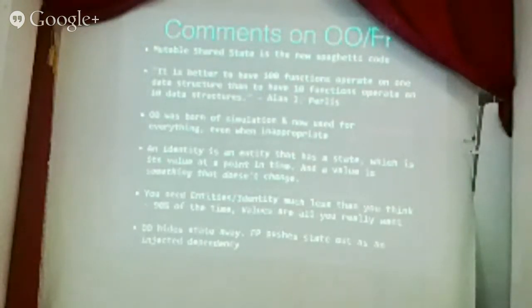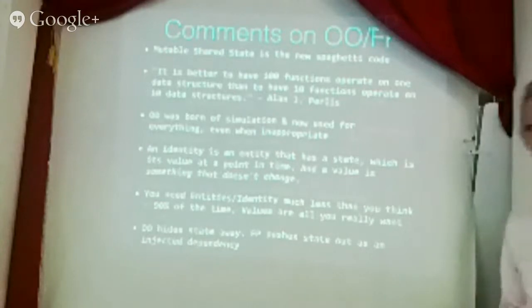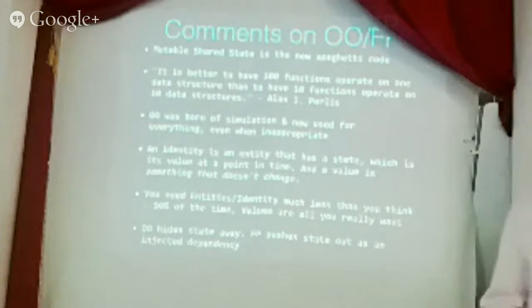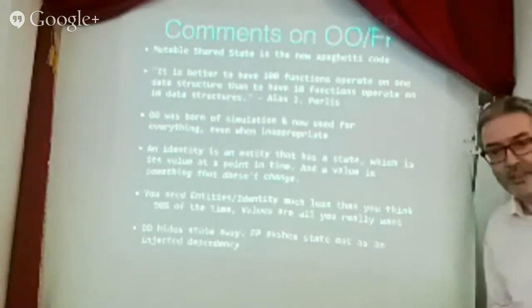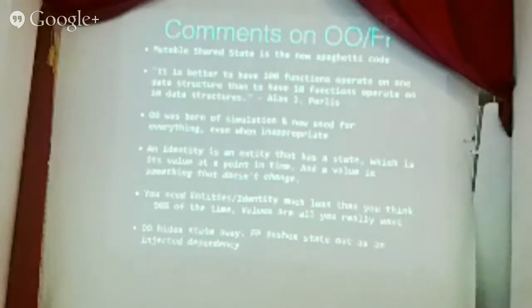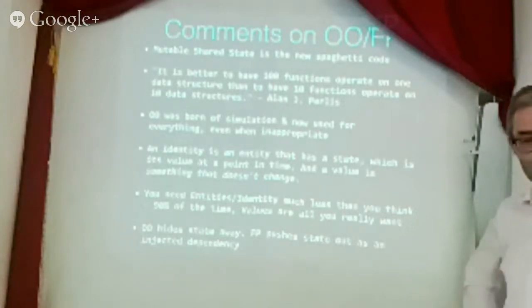I do OO for my living, mostly in C#. So learning Clojure, I guess, has left me thinking, well, what can I learn about OO? These are some of the comments that Rich Hickey made explaining why he did Clojure, and some of them are, I guess, ideas that I've picked up from it.